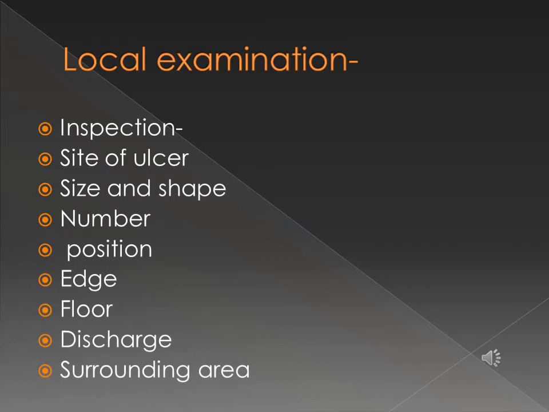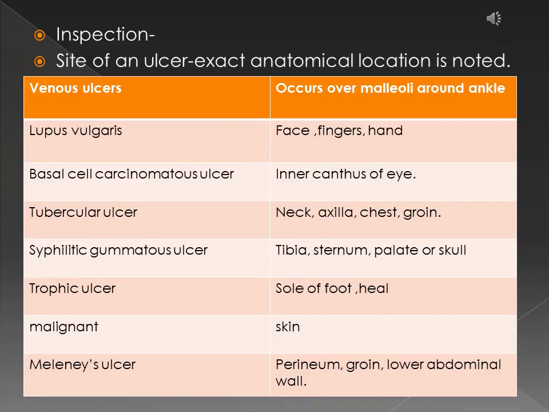Site of ulcer must be noted, size and shape of ulcer must be noted, number of ulcers, position of ulcer, age of ulcer, floor, discharge and surrounding area of ulcer. Now we'll continue with inspection. Site of ulcer: in this condition, the exact anatomical location is noted.